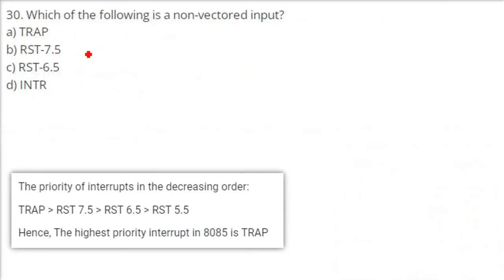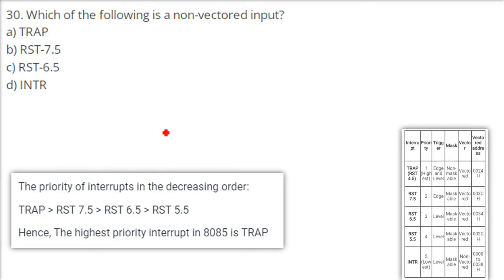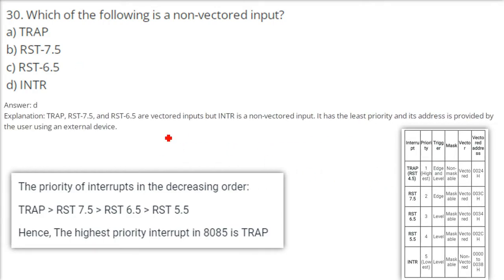Which of the following is a non-vectored input? Let me give you the answer first, then we'll talk about that. Please remember, the trap is always the highest priority. So we have the software interrupt and the hardware interrupt. Software interrupt is coming from the software itself, that is the program itself. Hardware is coming from the peripheral devices or the devices which are connected.